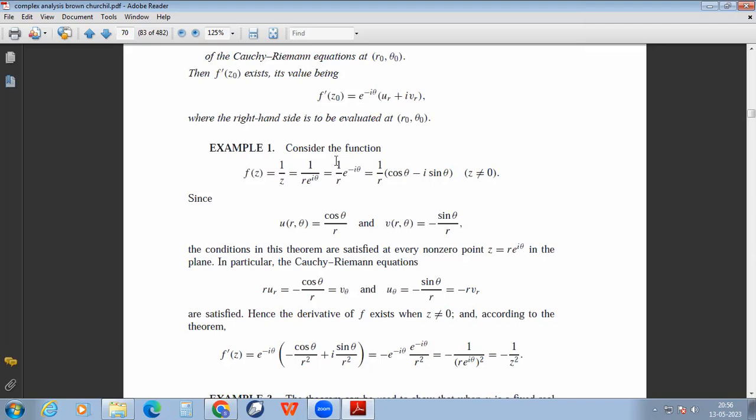Now, this 1 by r will be there, but e raised to i theta I can take to the numerator with index negated. Now, e raised to minus i theta I can write as cos theta minus i sin theta. And this is possible only if z is non-zero. If z happens to be 0, 1 by z will not exist. Now, what is the real part? It is cos theta upon r, that I call u. And the imaginary part is v, that I call minus sin theta upon r, coefficient of i.